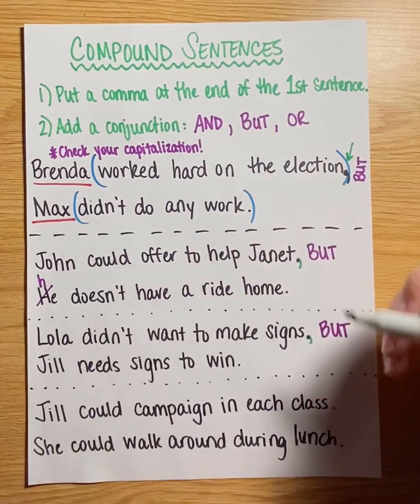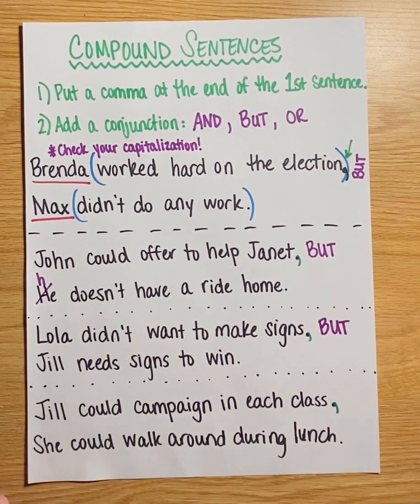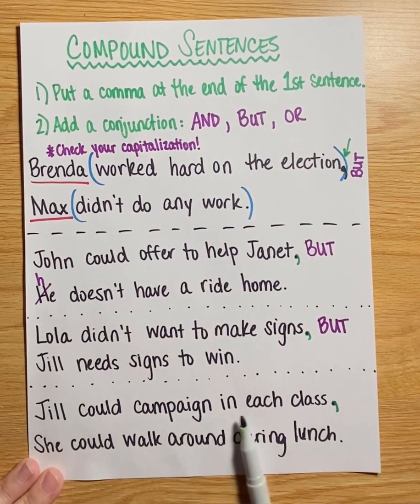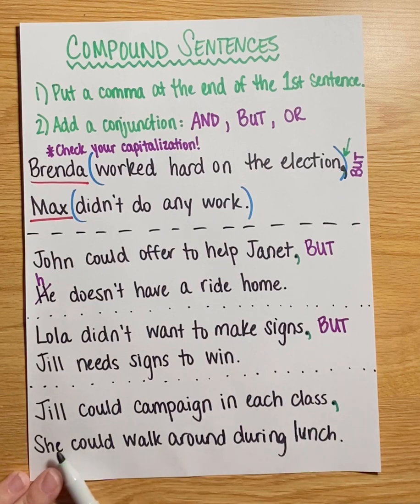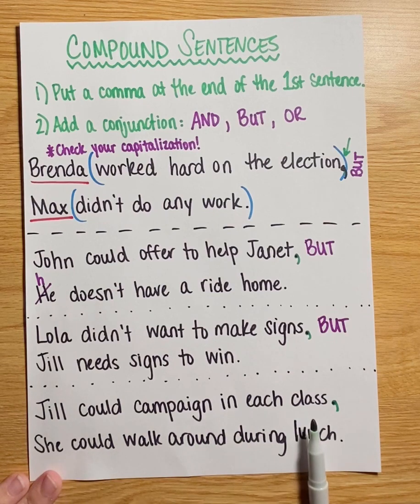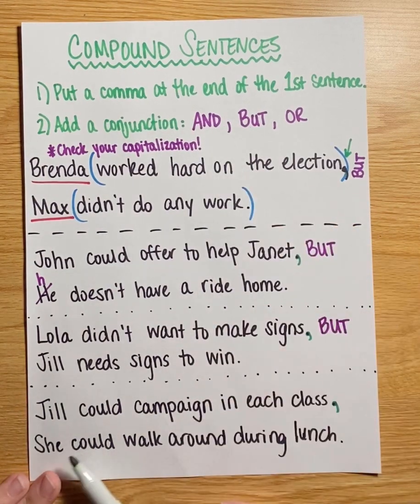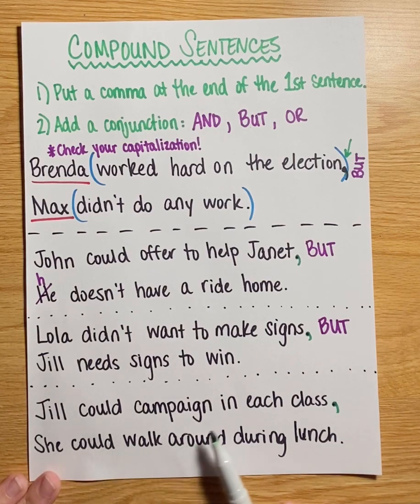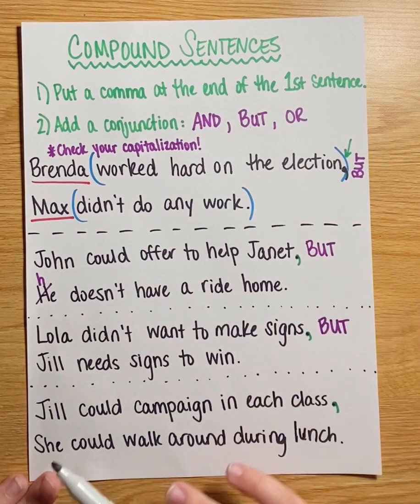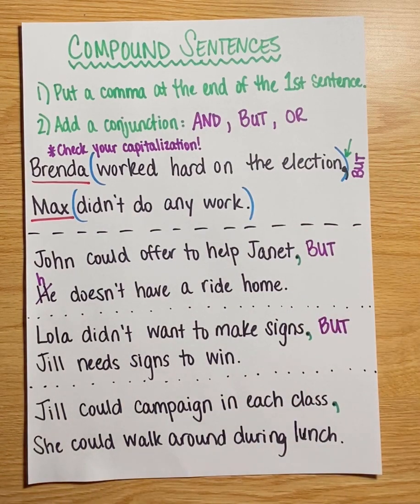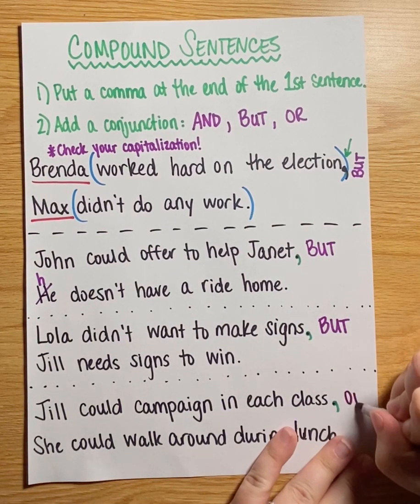All right, last but not least. Go ahead and I'm going to put my comma at the end of my first sentence. Jill could campaign in each class. She could walk around during lunch. Okay? Jill could campaign in each class, and she could walk around during lunch. That fits. Let's keep trying. Jill could campaign in each class, but she could walk around during lunch. That one doesn't quite make sense. Jill could campaign in each class, or she could walk around during lunch. I think that one sounds the best, so I'm going to go with or.